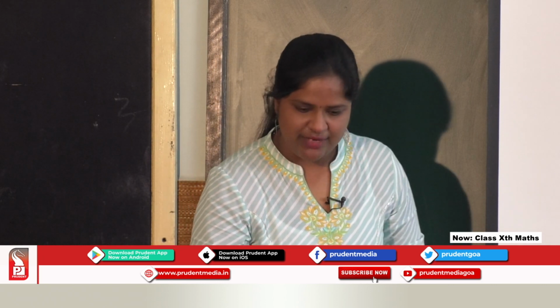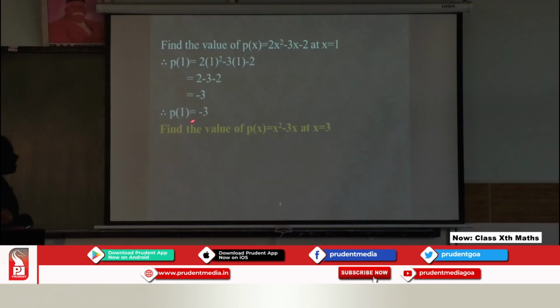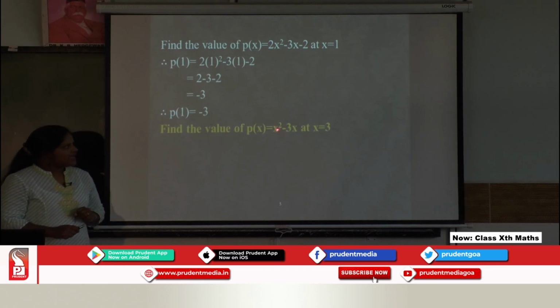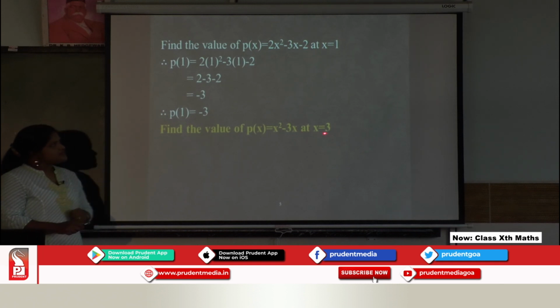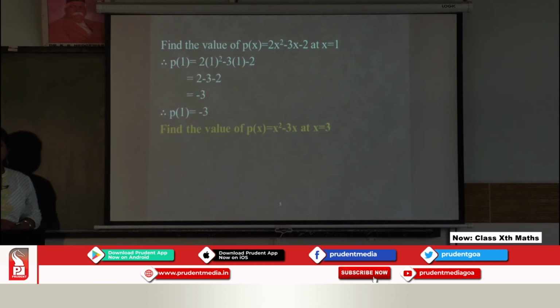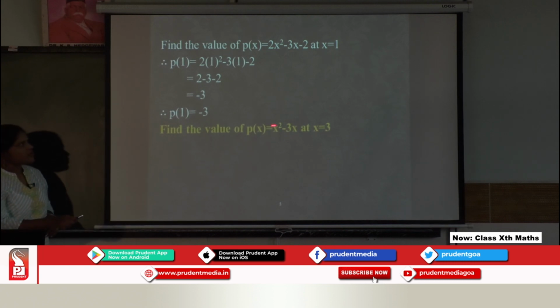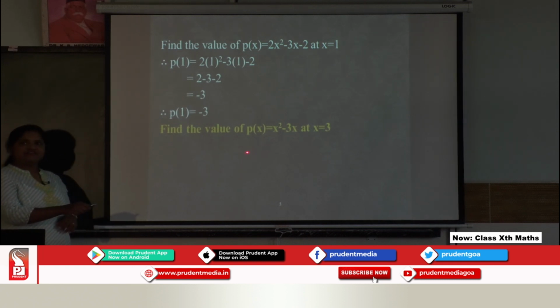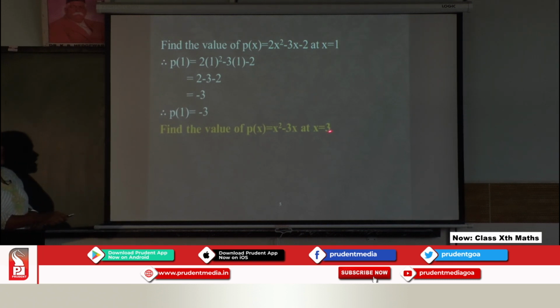Let's have a look at one more example. Find the value of P of x is equal to x square minus 3x at x equal to 3. Now what does this mean? The polynomial given here is x square minus 3x, and we are supposed to substitute every variable x by 3.